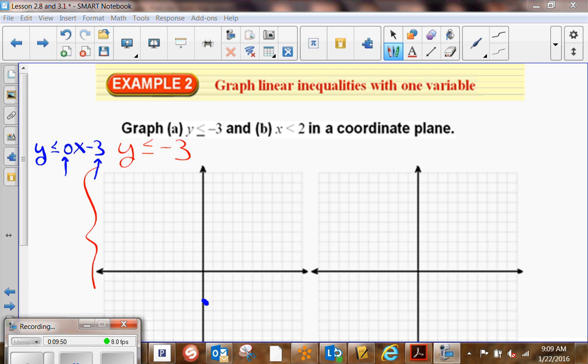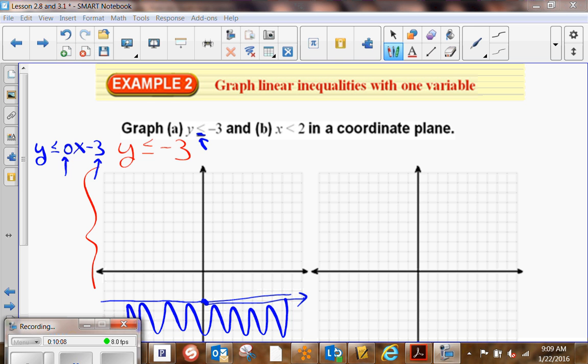And it's equal to right here, so it's going to be a solid line, and it's going to be a horizontal line. Whoops, missed a little bit, you got the idea. It was on a line. Then the question is, I want it less than or equal to that. So I would shade down.